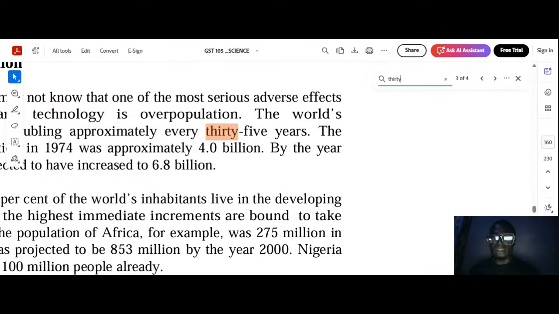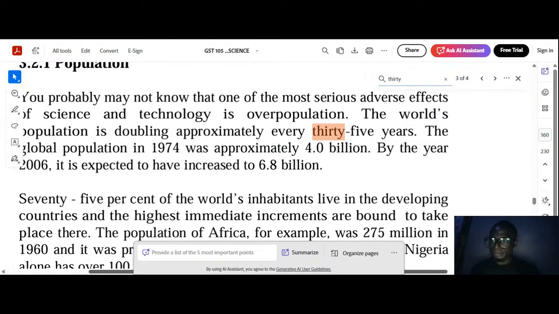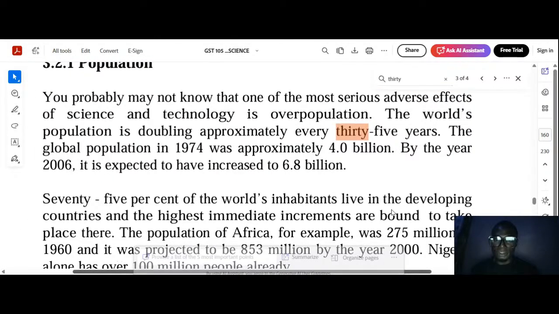I'm sharing the material now so we can read and confirm the answer. Okay, my material is visible. You probably may not know that one of the most serious adverse effects of science and technology is overpopulation. The world's population is doubling approximately every 35 years. The global population in 1974 was approximately 4 billion. By the year 2006, it is expected to have increased to 6.8 billion.